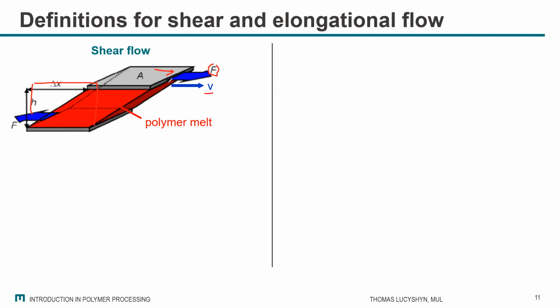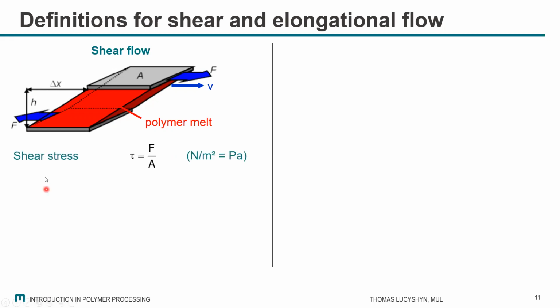We pull the plates, and the result of this pulling is that the polymer melt gets deformed. This deformation is expressed by this delta X, the amount of deformation happening relative to the gap height, which is the distance between the two plates. Then we can define certain terms and values which are frequently used. If you're talking about polymer processing, you will come across those terms.